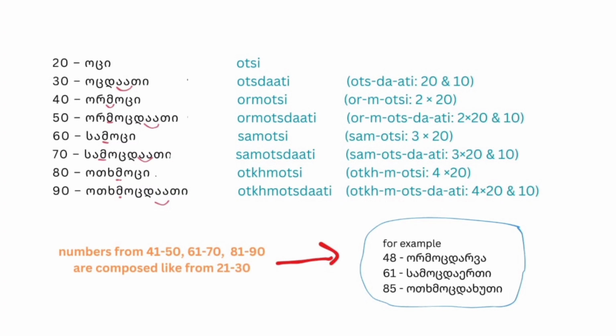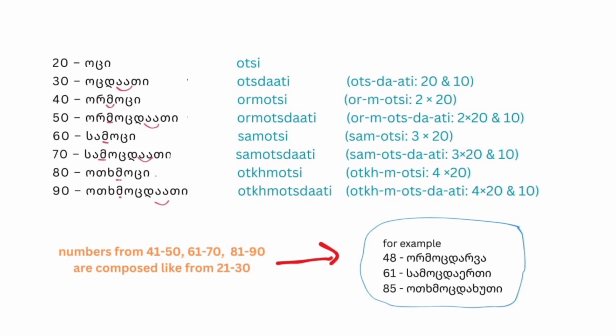To make numbers like 41, 61, 81, or any number that starts with 40 or 60 or 80, you do them as you would do for numbers in the 20s. Like 48 would be exactly like 40 and 8. If you want to say 61, you say 60 and 1. To say 85, you say 80 and 5.